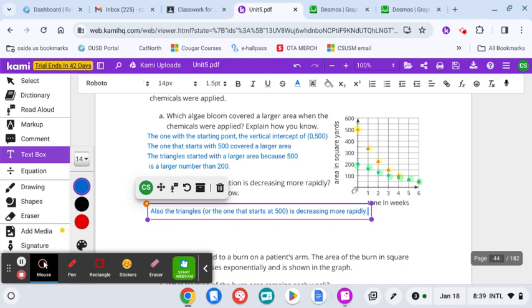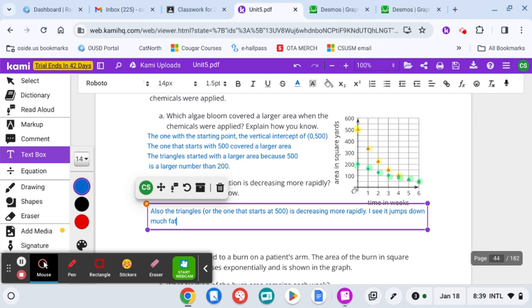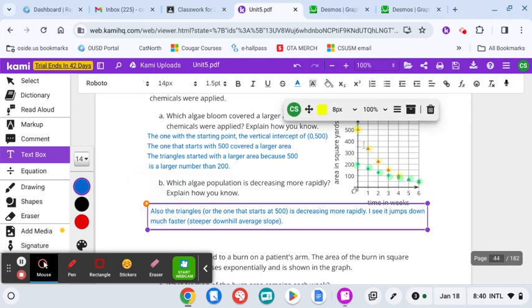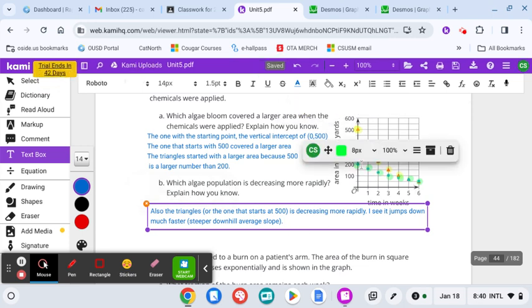And you could say this for a couple reasons. You could say, I see that it starts higher and goes down much faster. I actually did the calculation and I can see that it went down by this factor compared to the other factor. There's a couple different ways you can do it. I see it jumps down much faster. It's steeper. However you want to phrase this for your wording on how the 500 is jumping down way faster, it's steeper than the one with the 200.